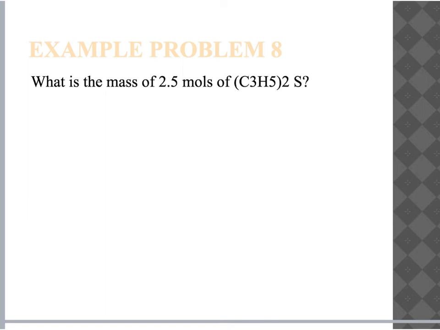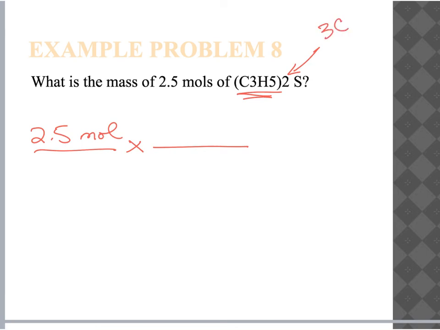So the last thing that I've got here for an example problem is what is the mass of 2.5 moles of C3H5, in other words, I have 2 of this group and a sulfur on there. So I'm going to start with 2.5 moles, and I want to go to mass, which means I need to know what the mass of this compound is. So I need 3 carbons, 5 hydrogens, and then I'm going to take that number and multiply it by 2, and then I'm going to add a sulfur to it.